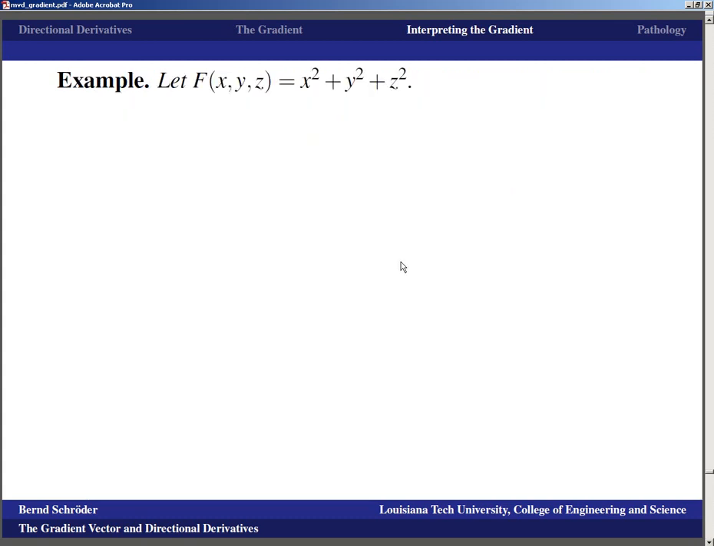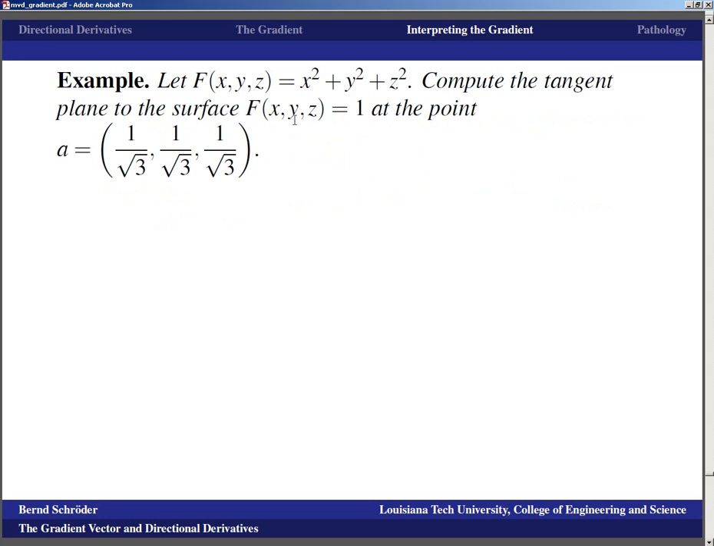Okay, so as an example, if we take the function f of x, y, z equals x squared plus y squared plus z squared, a very simple function, and we want to compute the tangent plane to the surface f of x, y, z equals 1 at the point a equals 1 over root 3, 1 over root 3, 1 over root 3. Well, that point really is on that level surface, because 1 over root 3 squared is 1 third, and if I've got 3 of those and add them up, I really get 1.